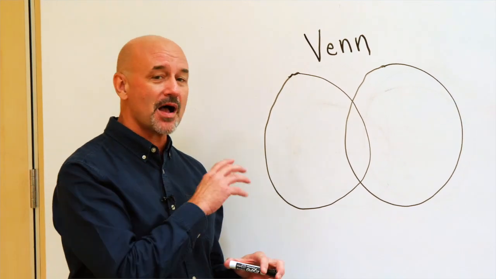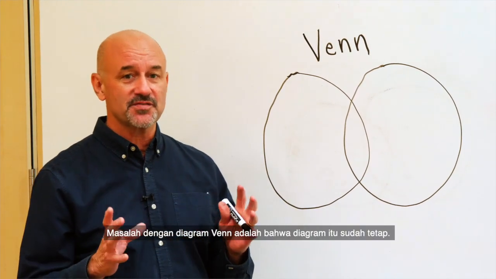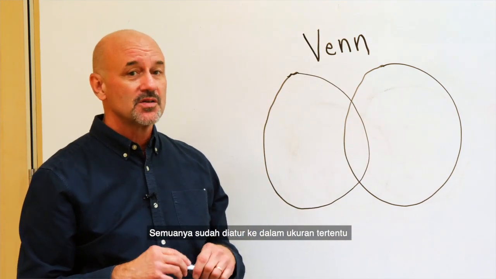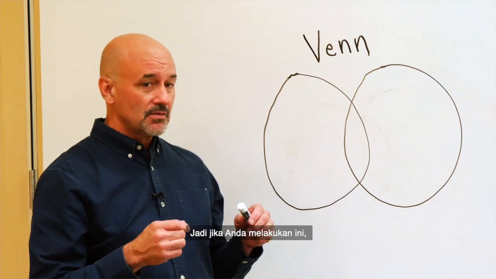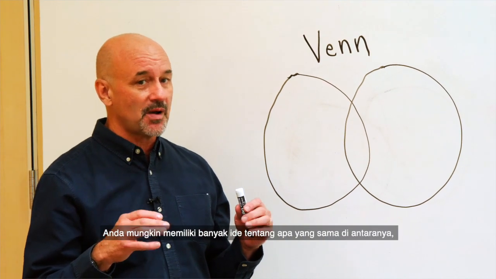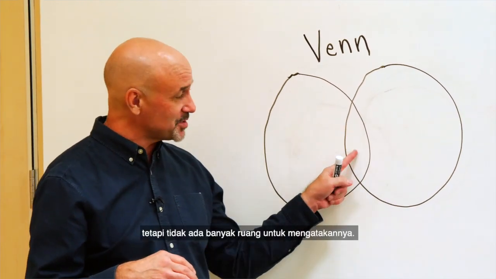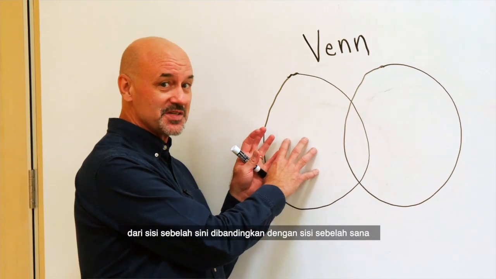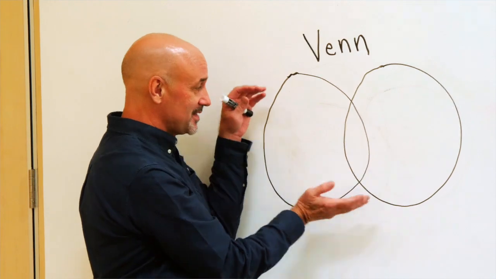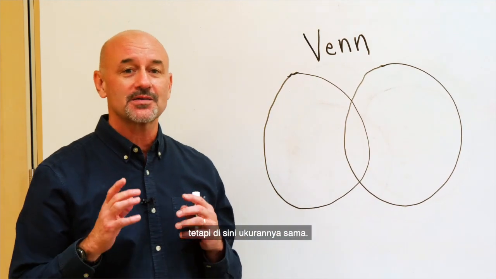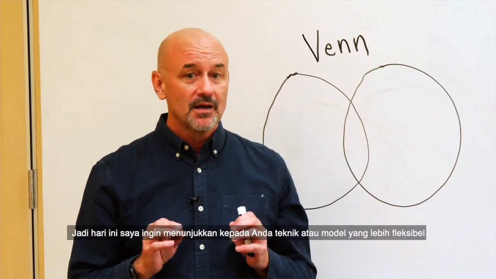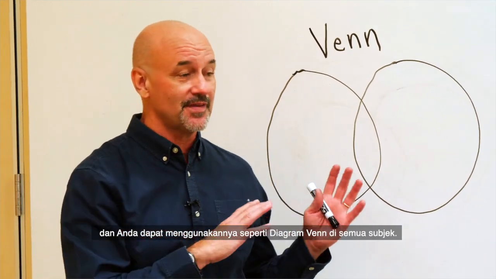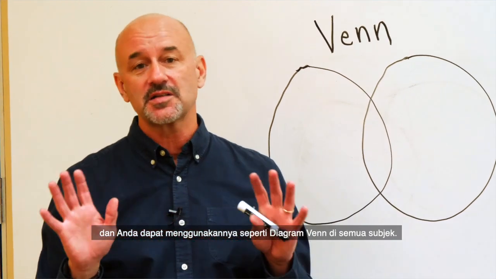The problem with the Venn diagram is that it's fixed. Everything is preset to a certain size. So if you're doing this, you may have a lot of ideas about what's the same, but there isn't much space to put it. You might have more ideas on this side about what's different than that, but the size is the same. So today I want to show you a technique and a model that is much more flexible, and you can use it like the Venn diagram across any subjects.